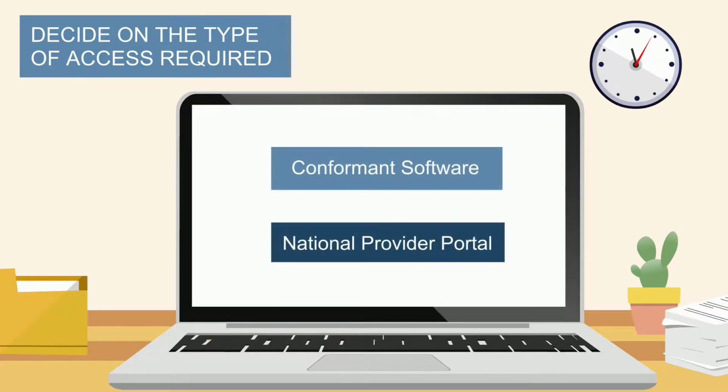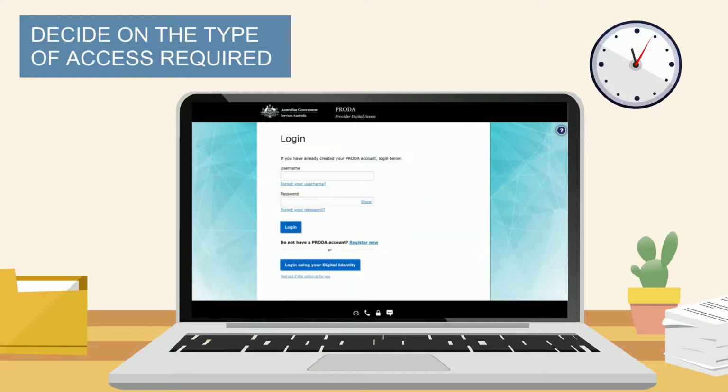The second option is the National Provider Portal. I'd choose this option if I didn't have conformance software, but it's read-only access to a patient's My Health record. If I use this option, I won't be able to upload documents to my patient's My Health record.